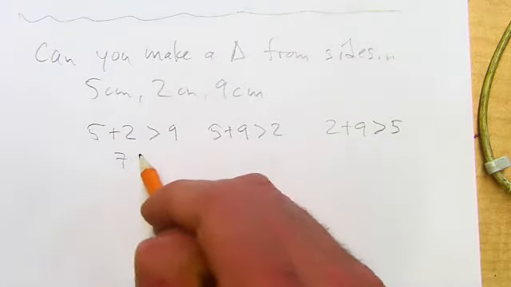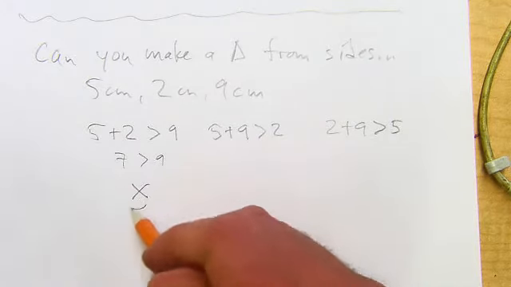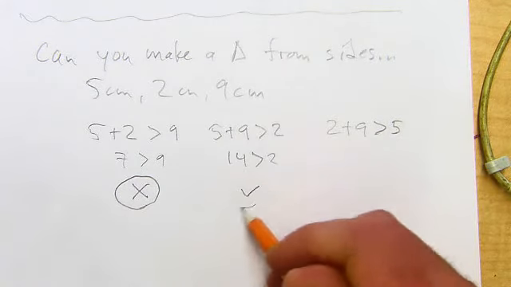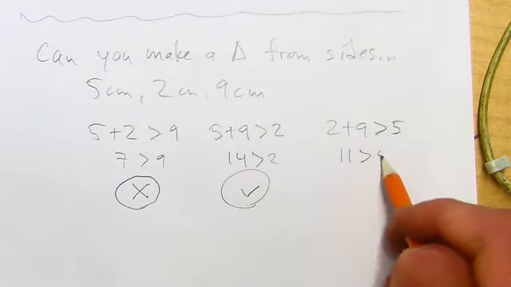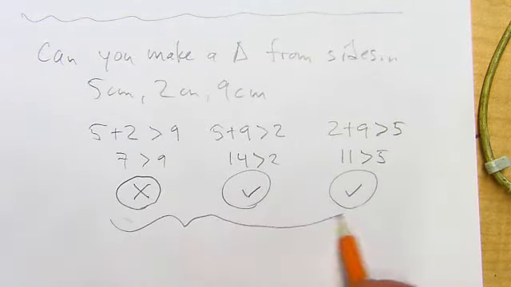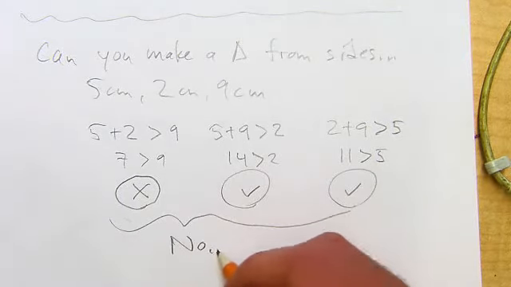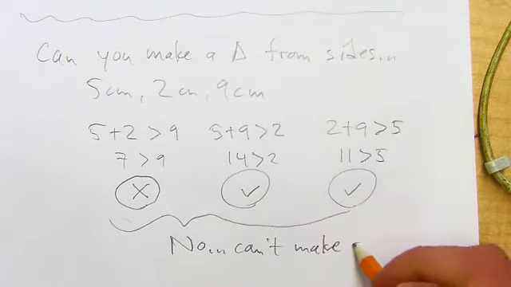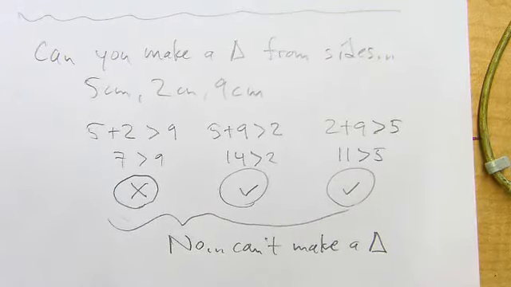All right, 7 greater than 9, that's not true. So I'm going to X that out. 14 greater than 2, that's true. Give it a check. 11 greater than 5, that's true. Check. Okay, but since one of these was not true, we say the answer is actually no. You can't make a triangle. Okay, it would be too short.